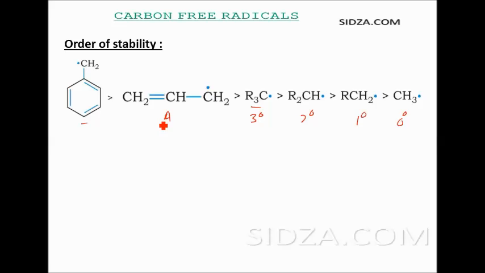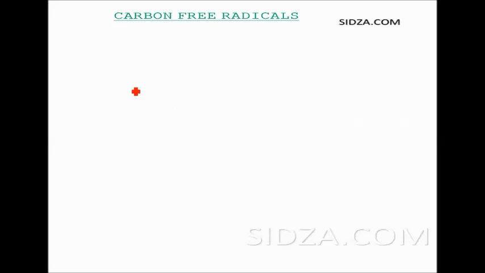So this is the overall order of the stability of the free radicals, almost a similar pattern as we find for the carbocations. So let's now do a couple of questions here on the stability order. If you have a free radical like this, for example, you have a free radical here, and then another free radical here, and then a free radical here like this.